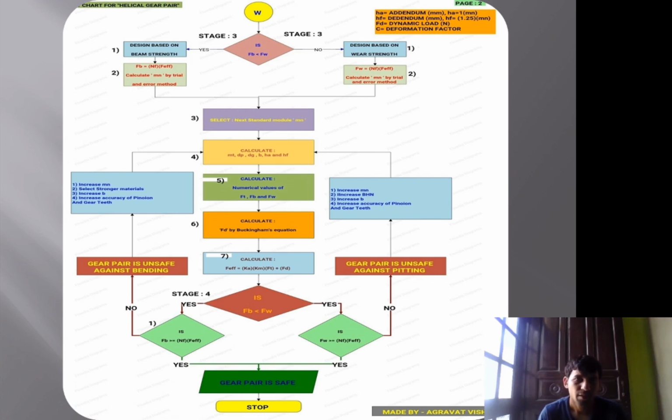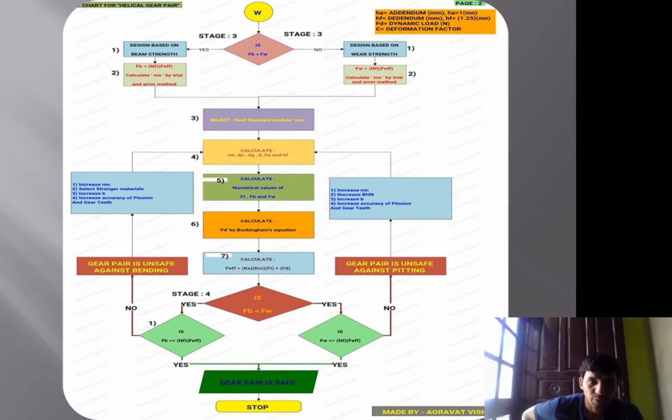Consider that FB is lesser than FW, then we design based on beam strength, and we have to find FB, which is equal to the factor of safety multiplied by F effective. And what is F effective? The effective load on the tooth.